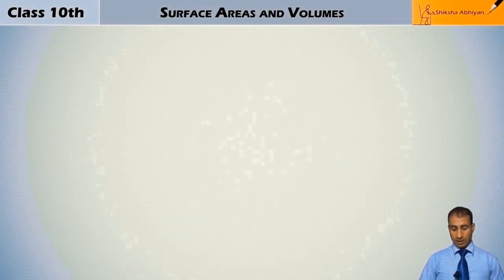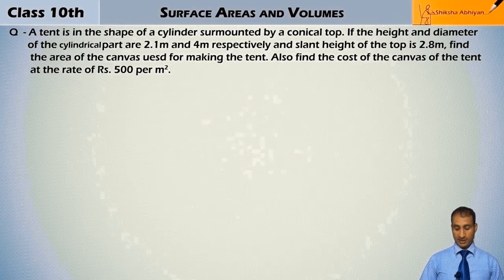Students, see question. A tent is in the shape of a cylinder surmounted by a conical top. If the height and diameter of the cylinder part are 2.1 meter and 4 meter respectively, and the slant height of the top is 2.8 meter, find the area of the canvas used for making the tent.